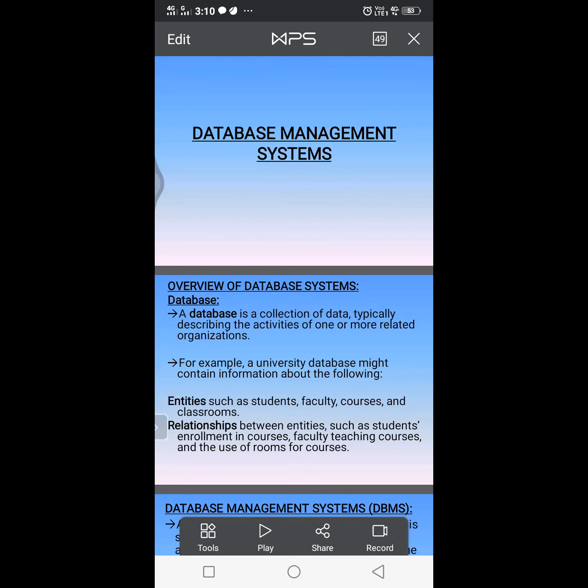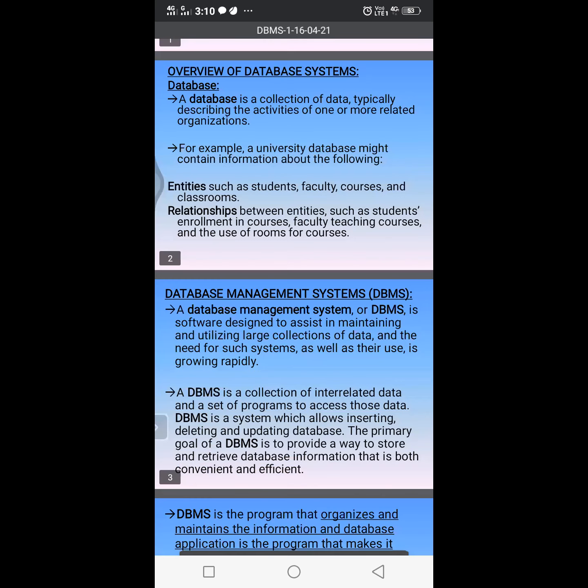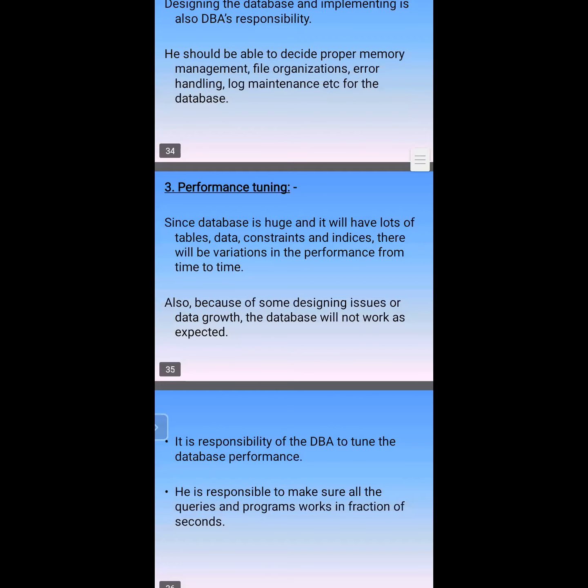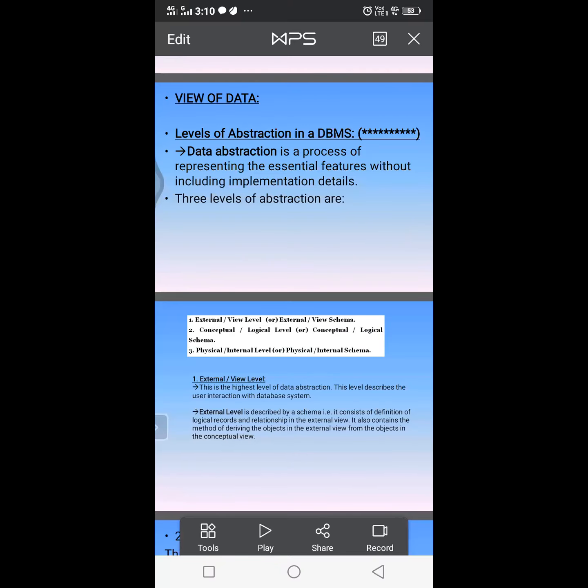We also discussed different types of data models. They are the relational data model, the ER data model, the hierarchical data model, and the network data model. Another topic is how we view the data in the database. Here we use three types of schemas: the physical level, the logical level, and the external level.